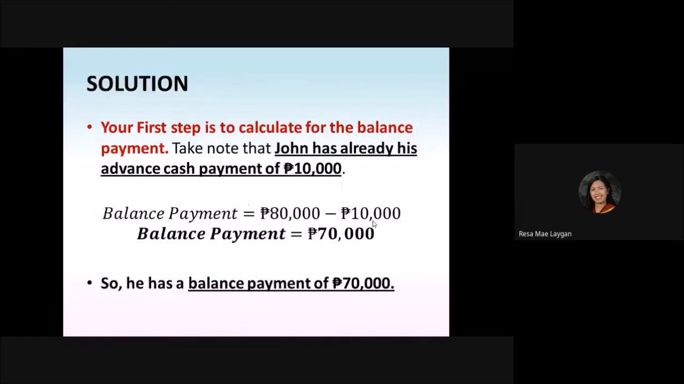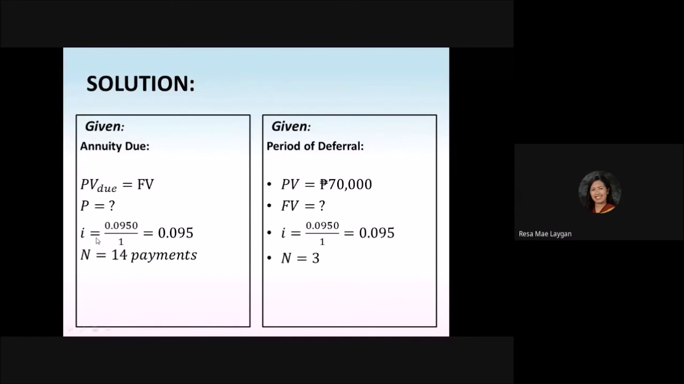Okay? So here, the annuity payment is unknown, and the periodic interest rate is 9.50% compounded annually, so you have 0.095, and there are 14 payments. So the number of payments over the years is already given. And here, the present value during the period of deferral is 70,000. But you have to find the future value. And your periodic interest rate is the same on this given annuity due, which is 9.50% compounded annually. So you have 0.095. And the n here is 3.